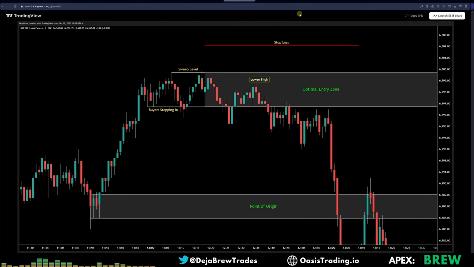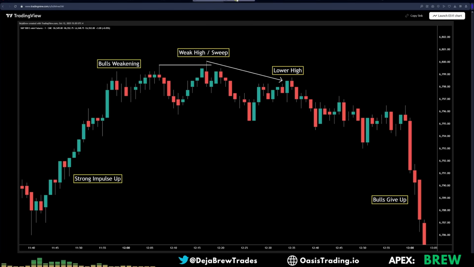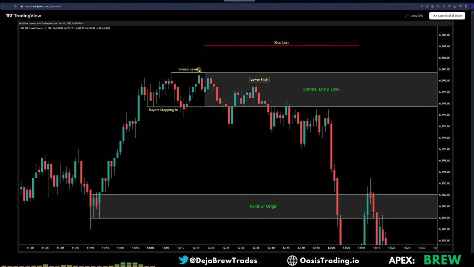Okay, so with what we just said, we can identify that sweep level. This is the same chart, by the way. Same exact chart. So we have that sweep level on the high, just barely, very small sweep. We broke that level by just a little bit, and then we came back down. If you missed this sweep entry, we have that lower high right here.